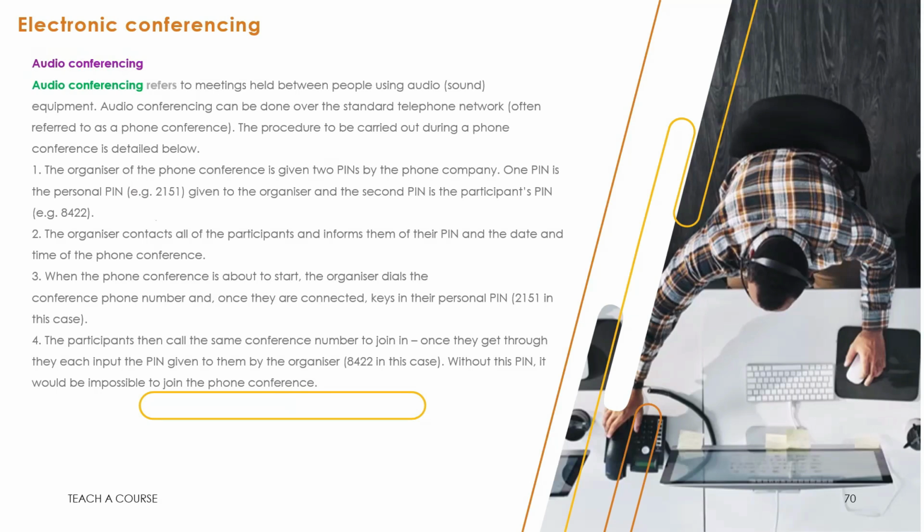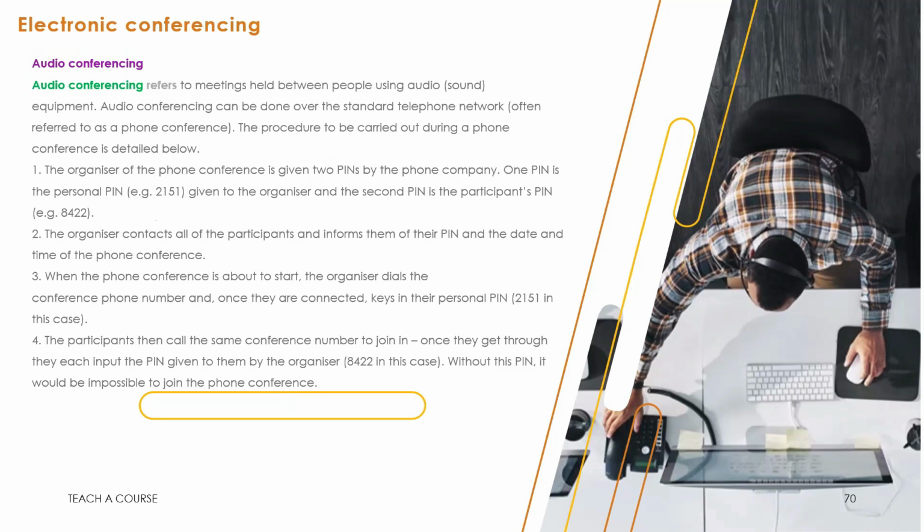The organizer of the phone conference is given 2 pins by the phone company. One pin is a personal pin, meaning theirs as the organizer, and the second pin is for the participants. So the organizer contacts all of the participants and informs them of their pin and the date and time of the phone conference.